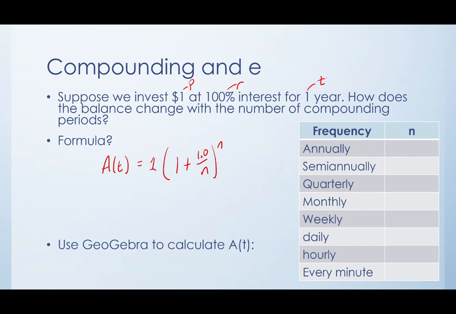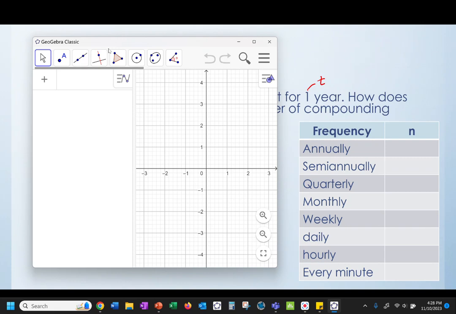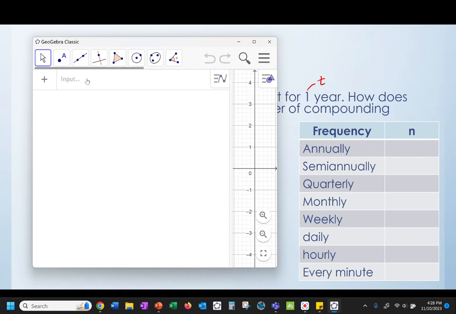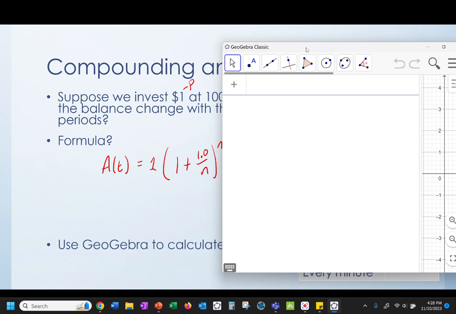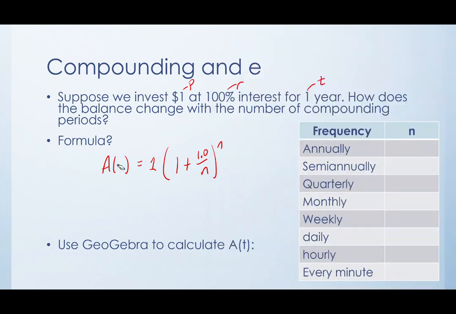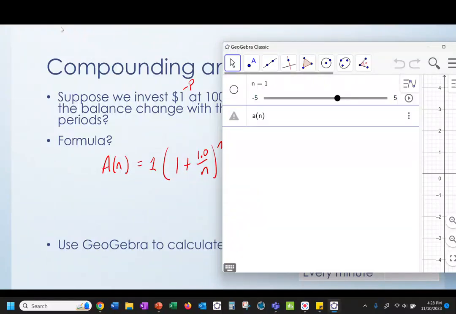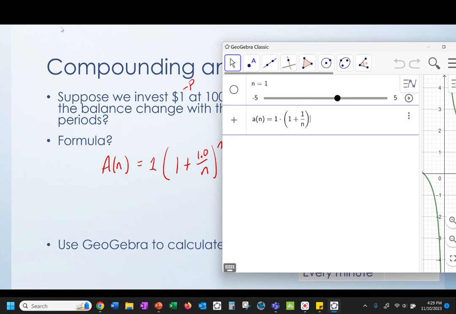All right, so what is our balance if we get paid once a year? What is our balance if we get paid twice a year? So on and so forth. And we are going to do this with GeoGebra because it gets to be difficult math. So A of t, really this should have been A of n, because t we set to be 1. The thing we're letting vary here is the number of compounding periods. So A of n equals 1 times (1 plus 1 over n) to the n.